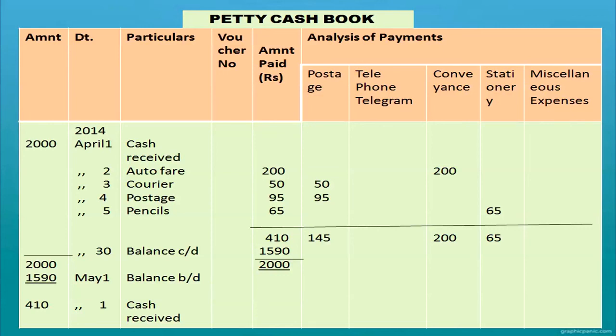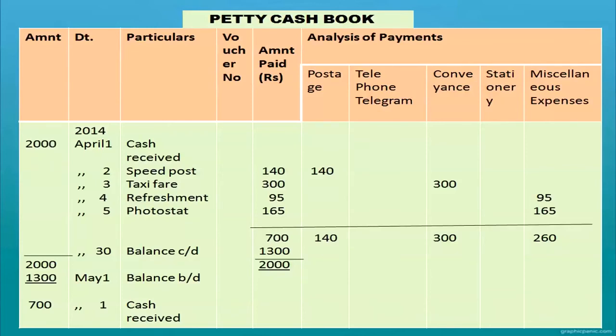Balance the two sides, that is 2000 minus 410 will give you a balance of 1590. Last date of that particular month, balance carried down 1590. It will be brought down in the beginning of the next month, May 1st, balance brought down 1590. And the remaining cash will be received. Whatever this petty cashier has spent will be received from the main cashier, that is 410 he spent. So that amount is the cash receipt on May 1st, along with the brought down amount.